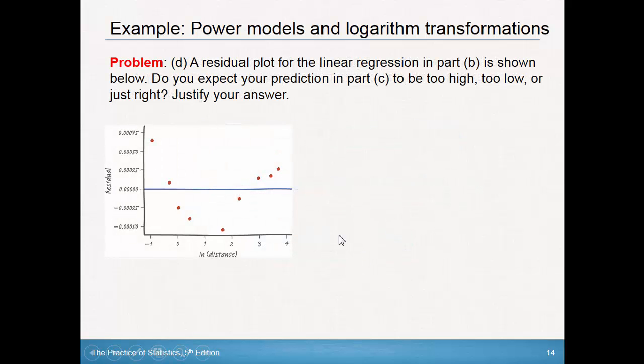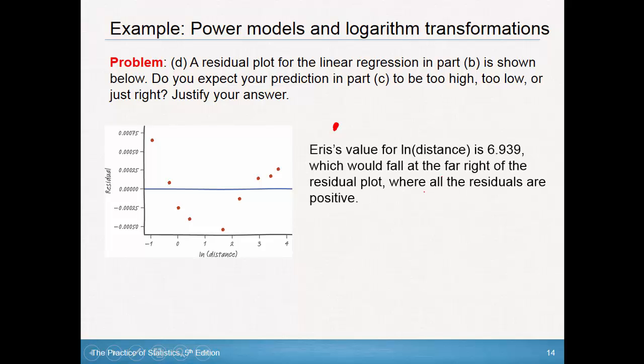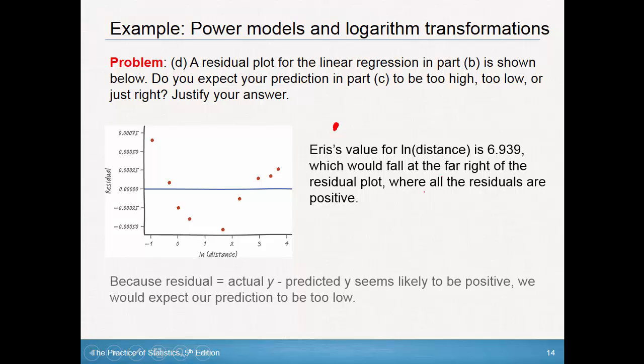Now we have a residual plot for our natural log of distance and natural log of period. Now we kind of have a pattern, but if we were to predict it, the distance is 6.9 something, so it would be over here. Actually, probably a little farther over. So it's above what we predicted, or it's below what we would have predicted. So our prediction would be too low.